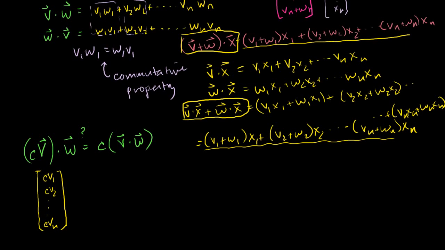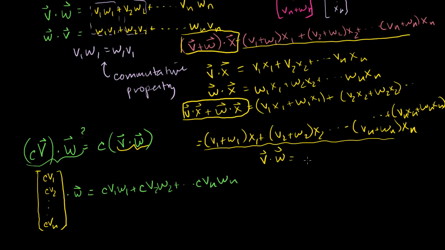And then the vector w, we already know what that is. So (cv) dot w is equal to what? It's equal to this times the first term of w, so c v1 w1, plus this times the second term of w, c v2 w2, all the way to c vn wn. Fair enough. That's what this side is equal to. Now let's do this side. What is v dot w? We've done this multiple times. This is just v1 w1 plus v2 w2 all the way to vn wn.